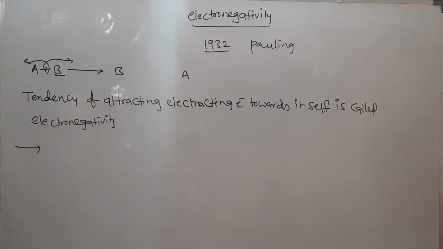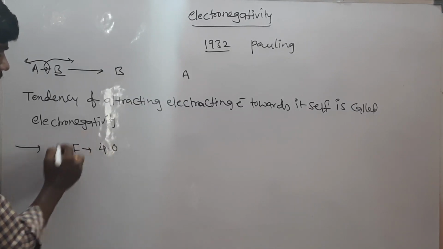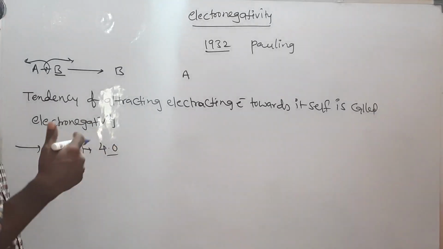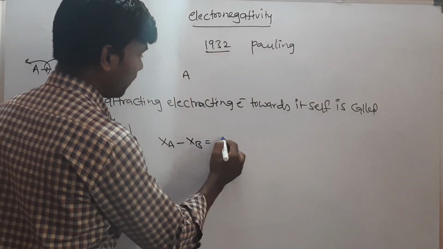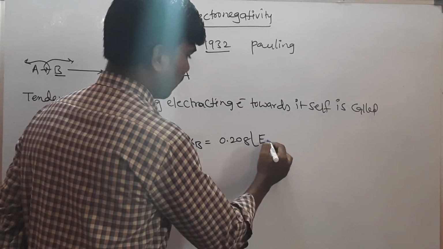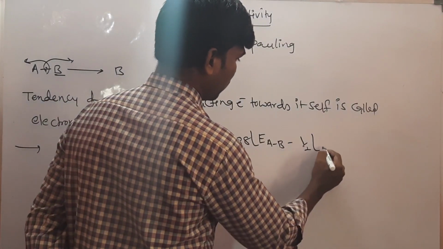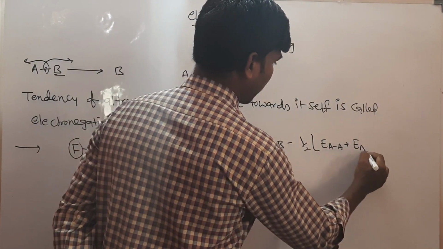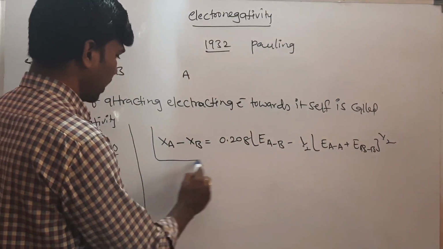Here Pauling gave one arbitrary value for fluorine. He took the electronegativity value of fluorine as 4.0. First he fixed the electronegativity of fluorine as 4.0, and based on that he gave electronegativity values of other elements. So the formula is Xa minus Xb is equal to 0.208 into the square root of (E of AB minus 1 by 2 into the sum of bond dissociation enthalpy of AA plus BB), all to the power of 1 by 2. So this is the formula regarding electronegativity.